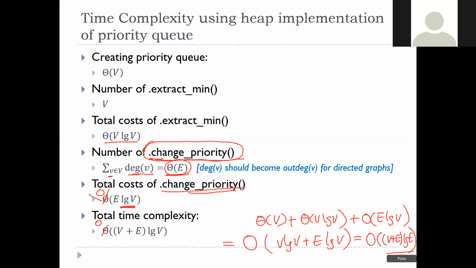Note that I cannot just throw away V or throw away E because we don't know which one is bigger in general given the graph, okay? So I have to keep both of them. If we know the graph is connected, for example, then there are at least V minus 1 edges to touch all the nodes, in which case you can change the time complexity. Sometimes you see people write Dijkstra's running time is E log V, which is for a connected graph.